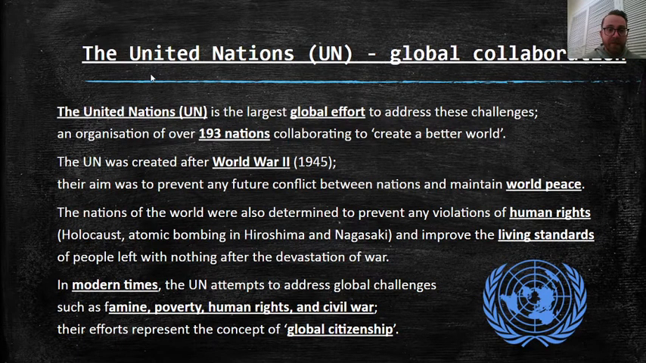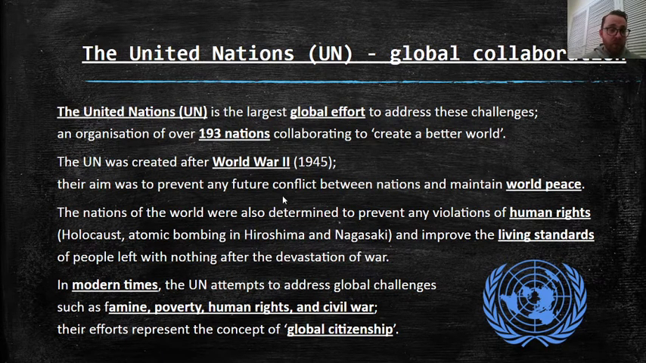Their aim was to prevent any future conflict between nations and maintain world peace. As the name suggests, it's the nations of the world united. So they're working together, trying to maintain world peace after 2 world wars in less than 30-40 years. We decided, all right, let's not do that again. Let's all work together. I've had enough of war.